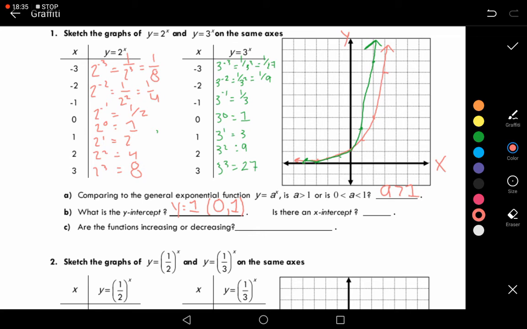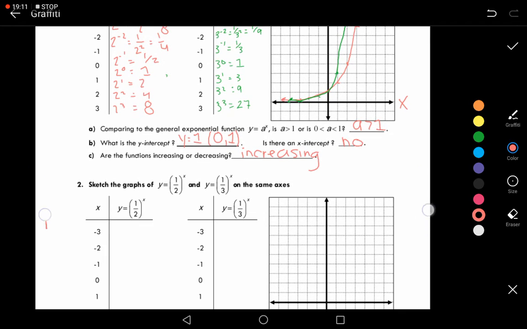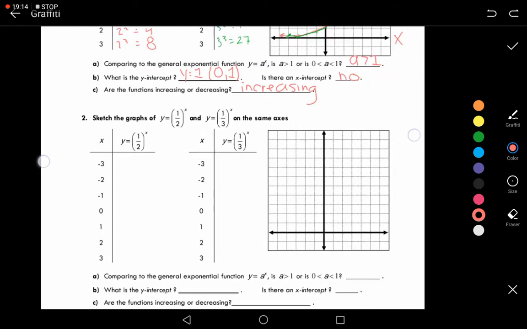Okay, and lastly, are these functions increasing or decreasing? Again, looking back to the other side of your note, you should see that they are increasing because they have that kind of J shape. Those are increasing positive functions. Oh, and I missed one. Is there an x-intercept? No, right? We don't have any value for y being 0. So there's no x-intercepts for these.